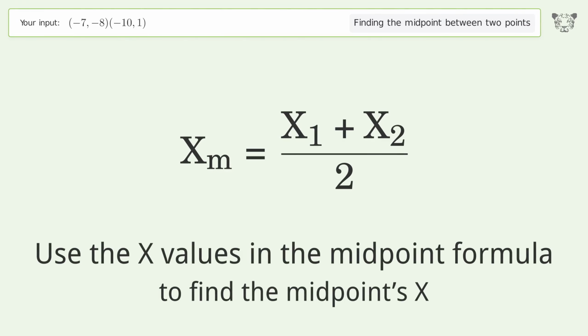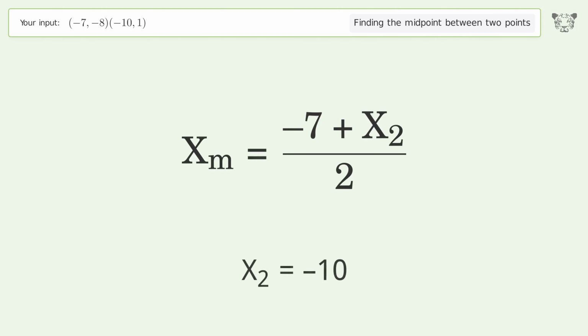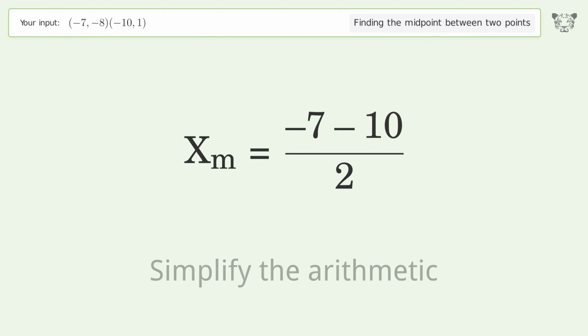Use the x values in the midpoint formula to find the midpoint's x. x1 equals -7. x2 equals -10. Simplify the arithmetic.